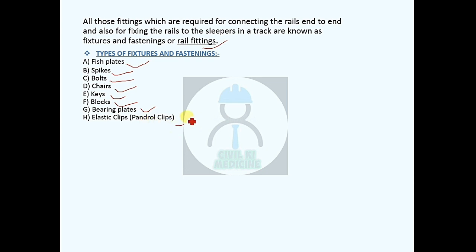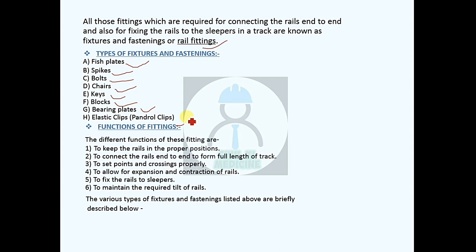Now we have to know the function of rail fittings, that is, why we use rail fittings, or the purpose of rail fittings. There are different functions of rail fittings. Number one, to keep the rails in their proper position. Second, to connect the rails end to end to other rails to form the full length of a railway track. Next, to set points and crossings properly.